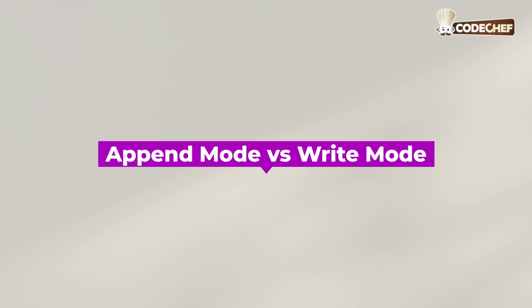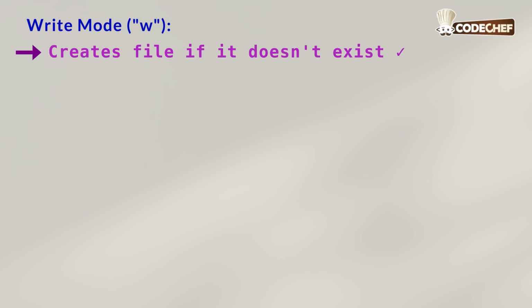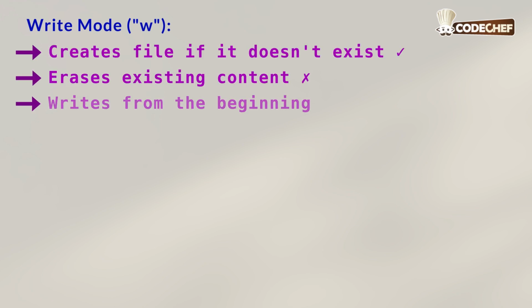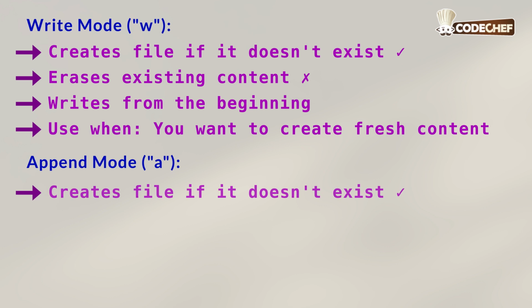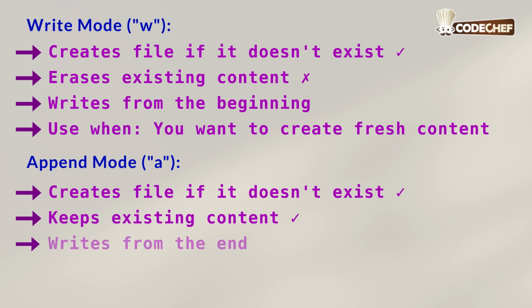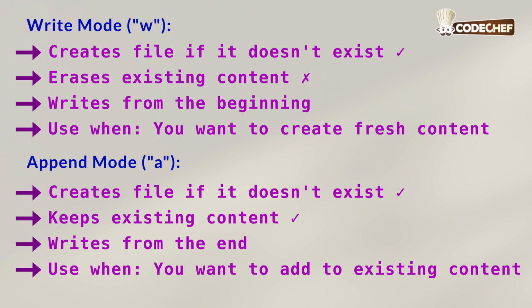Append mode versus write mode. Now let's compare these side by side. Write mode creates a file if it doesn't exist, erases existing content, writes from the beginning, and is used when you want to create fresh content. Append mode creates a file if it doesn't exist, keeps existing content, writes from the end, and is used when you want to add to existing content.